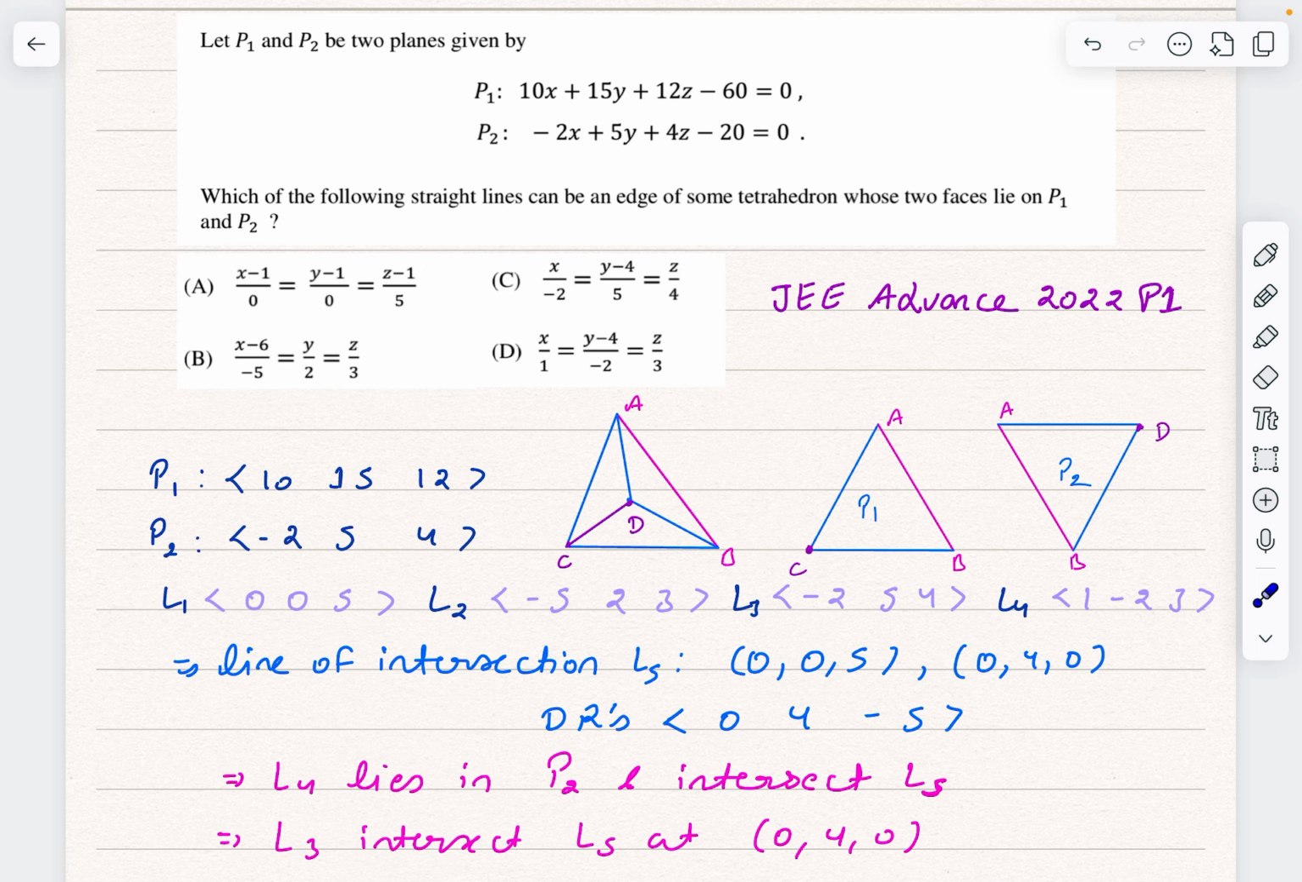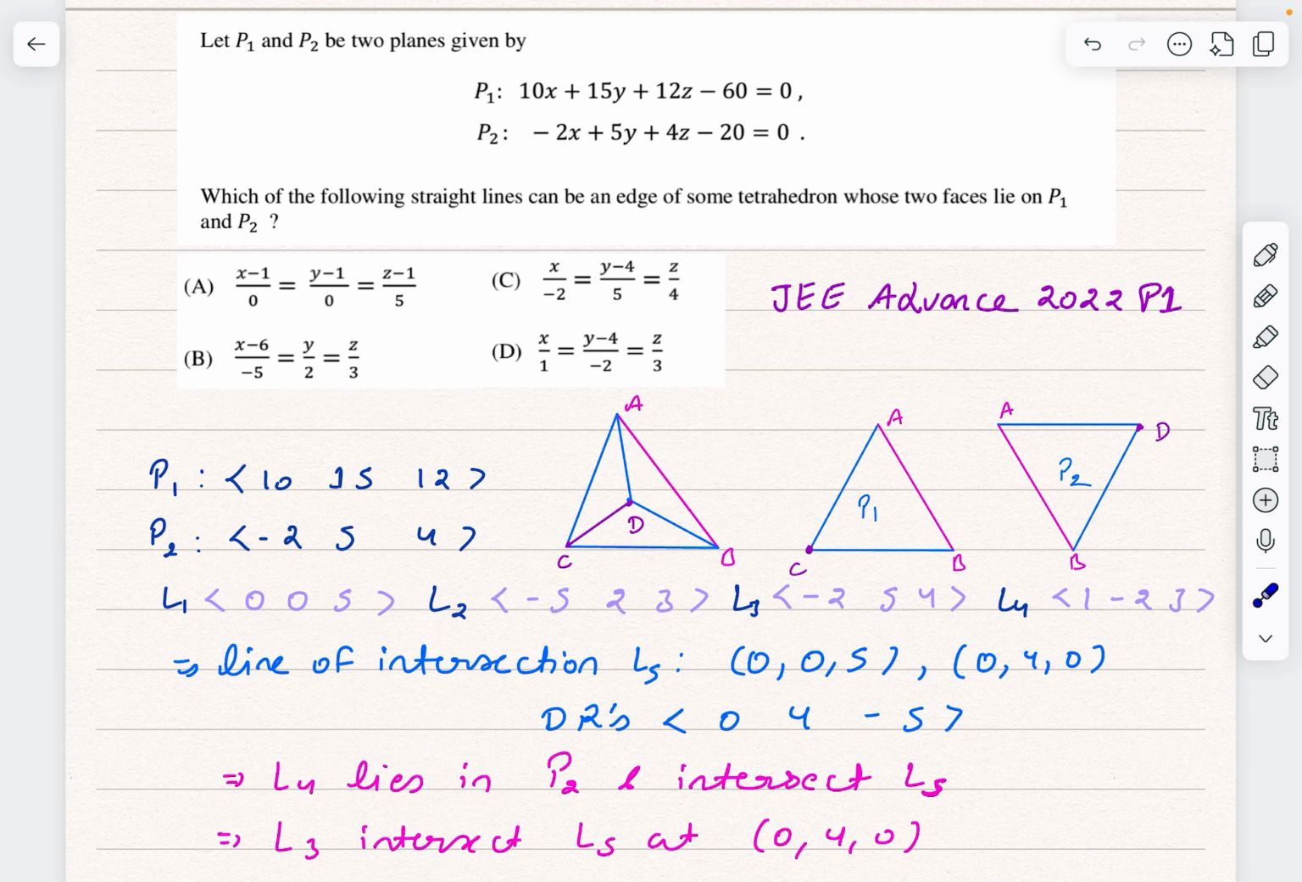Next case. Now, a line could be an edge of the tetrahedron if it lies in one of the planes P1 or P2. You can see there are two more edges in P1, and two more in P2. Let us check if any of the following four lines lie in either plane. To check it quickly, you just need to see first of all if the line is parallel to the plane or not.